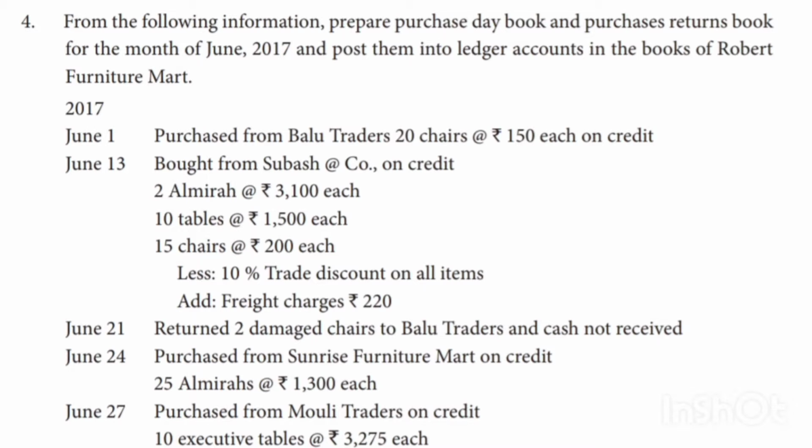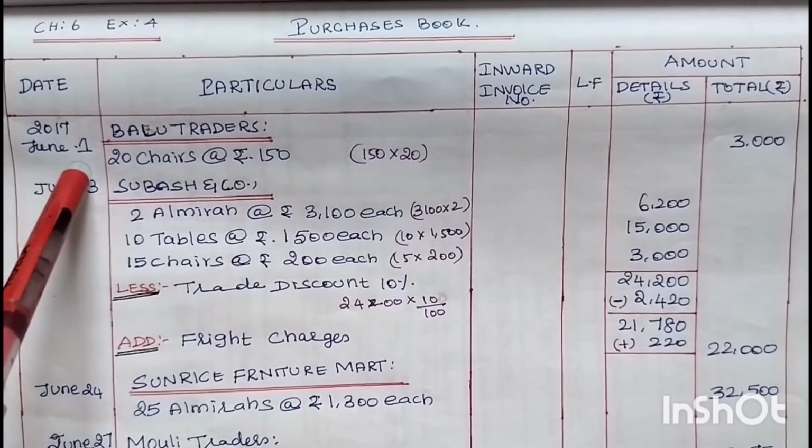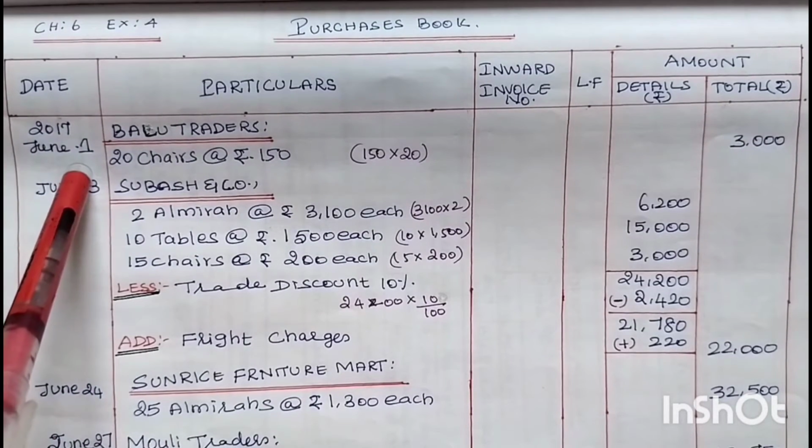2017 June 1. Purchased from Bolu Traders 20 chairs at rupees 150 each on credit. Okay, so what does this transaction tell us? This transaction clearly tells us this is a credit purchase. So we enter this transaction into the purchases book, dated 2017 June 1. What is the name of the supplier? The supplier name is Bolu Traders.